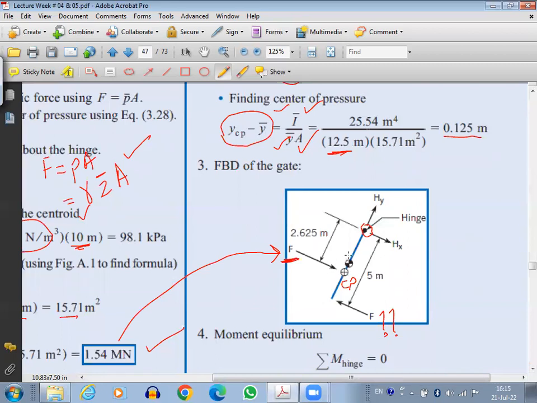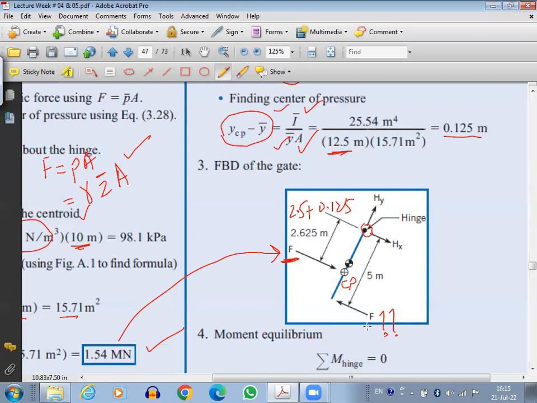The centroid was this, and the centroid was 2.5 from the hinge. So the center of pressure will be 2.5 plus 0.125, so that is basically 2.625. So this will be this distance.